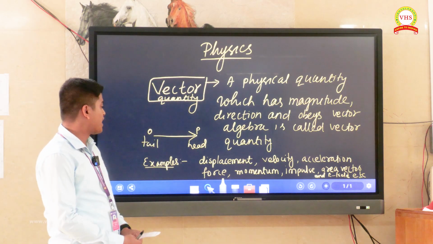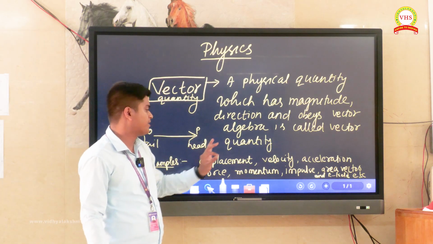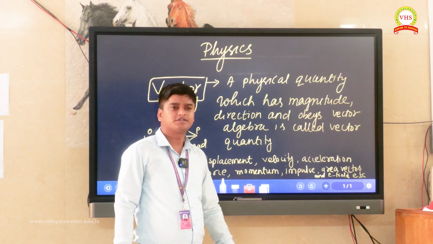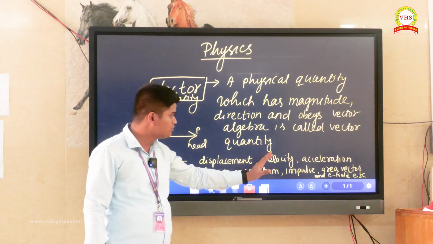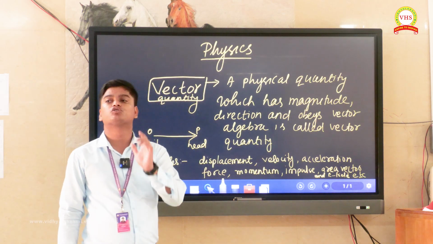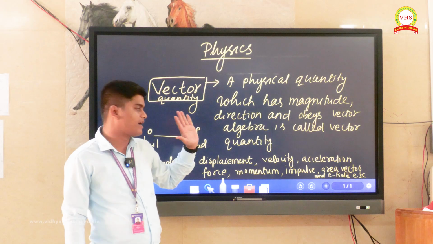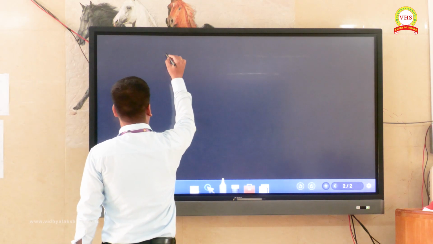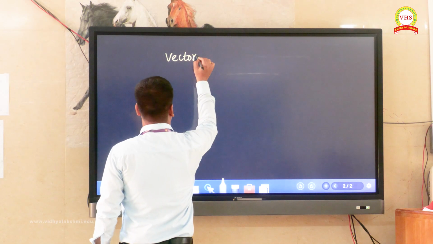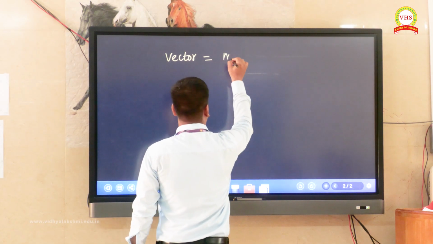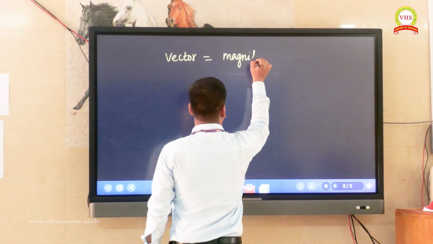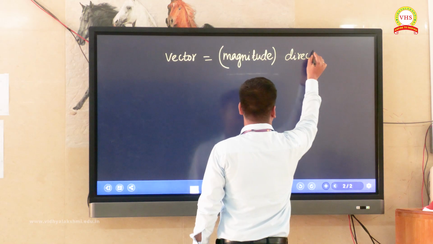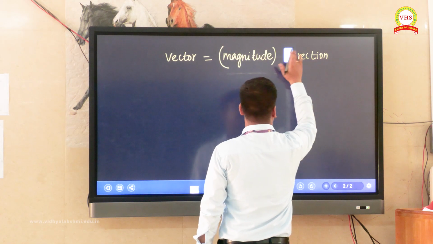Okay. So now in the examples you understood displacement, velocity, acceleration, force, momentum, impulse, area vector. These are basically what? Vectors. A vector has magnitude, it has a direction, and it also obeys the vector law of addition. Now next, listen. A vector can be represented, as already in classwork we have written, vector equals magnitude and direction.